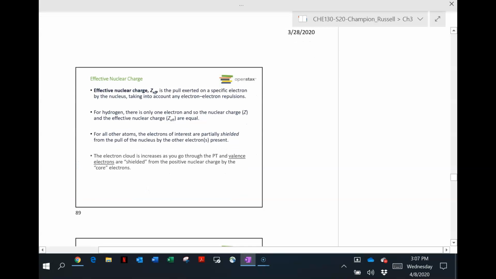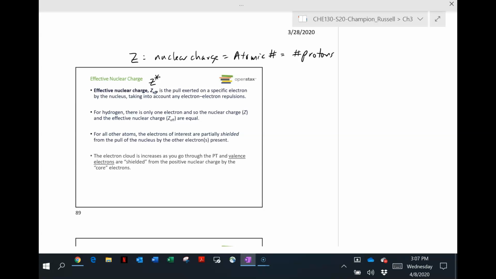Now, the big underlying concept here is something called the effective nuclear charge. Z normally stands for the nuclear charge. That's the atomic number, or the number of protons. The effective nuclear charge, Z sub EFF, sometimes written as Z star as well, basically says, if we're thinking about what the outermost electron sees, what it feels from the nucleus, we have to take into account not only the protons that are in the nucleus.